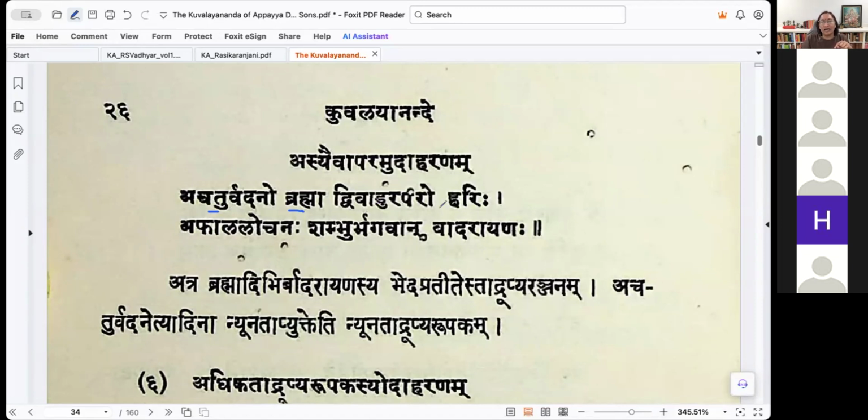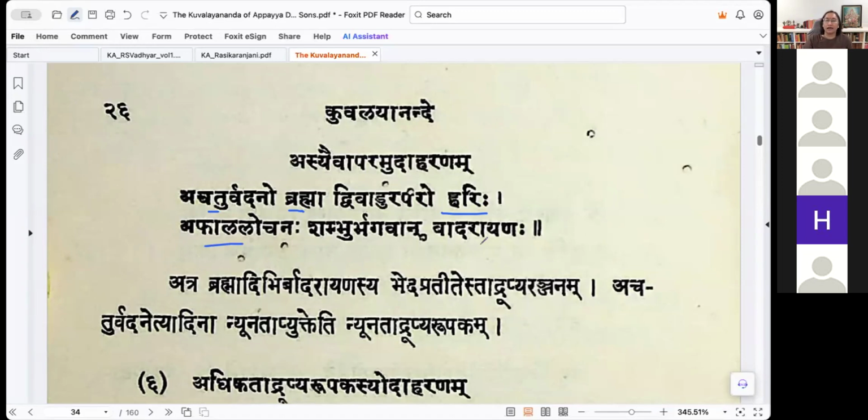Dvibahuhu prasiddhaha harihi vishnuhu tu chaturbahuhu. So he has four hands. Here he has only two hands. So there is a nyunatvam here. Aphala lochanaha, he doesn't have the third eye. This is like the vinatartiyakam lochanam.